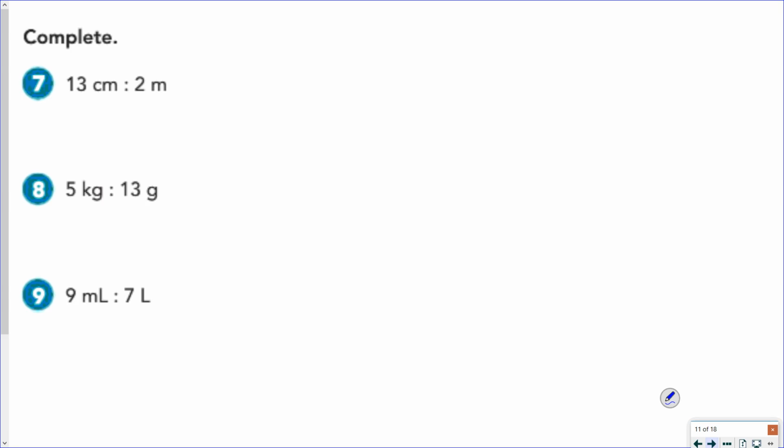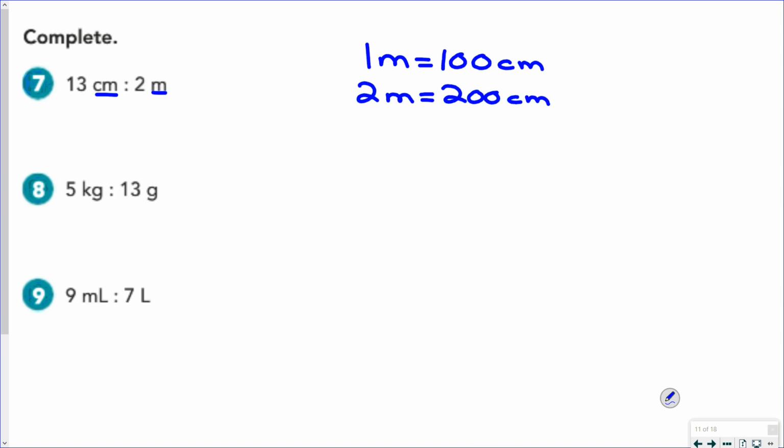For number 7, 8, and 9, we need to write the ratios based on our metric measurements here. So for number 7, I see I have centimeters and meters. So I could look back in my notes and I could find the conversion of 1 meter is 100 centimeters. Well, I see that I have 2 meters here. So if 1 meter is 100 centimeters, 2 meters would then be 200 centimeters. So my ratio is 13 to 200. And I picked that because it's easier to go from 1 to 2 than it is to go from 100 to 13. So for number 8, I have kilograms and grams.